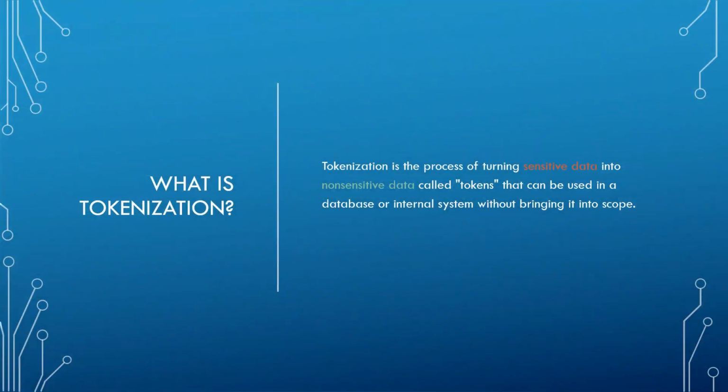Tokenization is the process of turning sensitive data into non-sensitive data called tokens. It can be used in a database or internal system without bringing it into PCI scope. So you can store this in other databases or another system, maybe a marketing system, or a customer service or customer management system, and it doesn't bring it into PCI scope. Very useful to break down those silos.